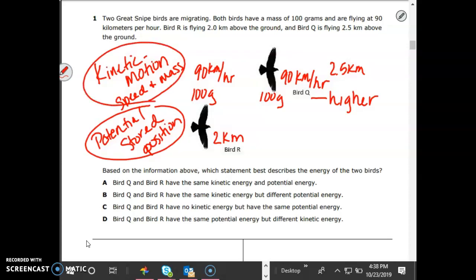Letter A, bird Q and R have the same type of kinetic and potential. Kinetic comes from mass and velocity. They have the same mass and the same velocity, so yes, they have the same kinetic energy. But bird Q is higher than bird R, so they do not have the same potential energy. As you go up, the higher you are means you have more potential energy.